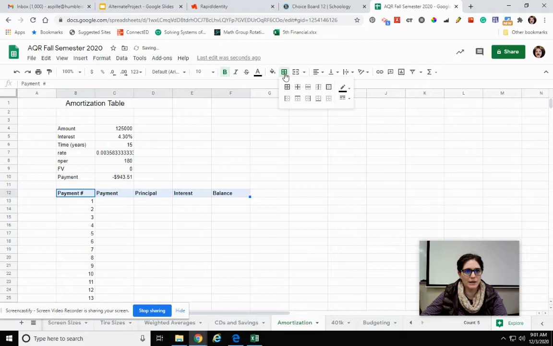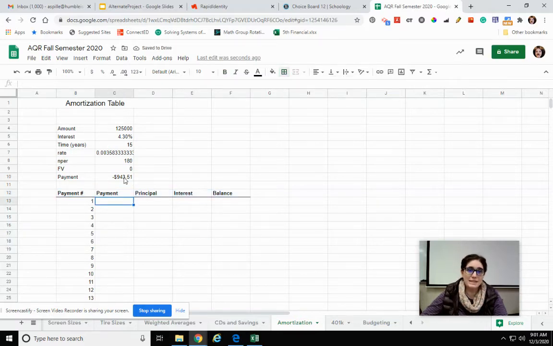I'm probably going to underline them. Okay, so my payment is always this. So I'm going to go equals, and I'm going to refer it to this. Then I'm going to put in my dollar signs because I don't want it to change. So every single month, I'm paying the exact same.